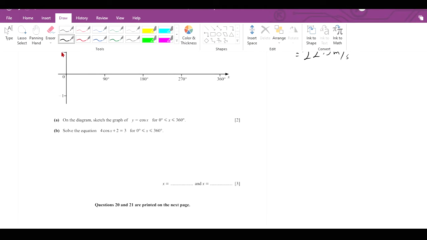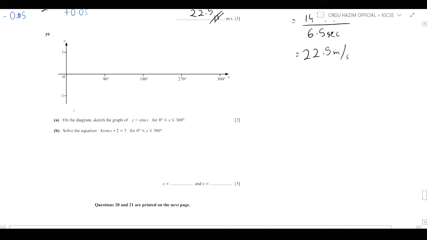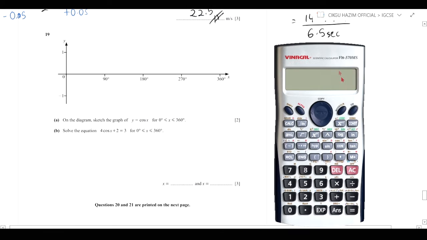For question number 19, how do we do this question? On the diagram, sketch the graph of y equal to cos x. Cos is cosine. Of course, on this you just need to memorize this graph. Or the way you can do it is you can straight away try in the calculator.